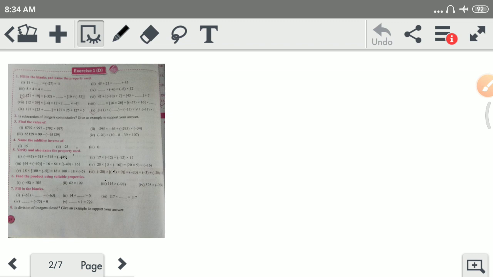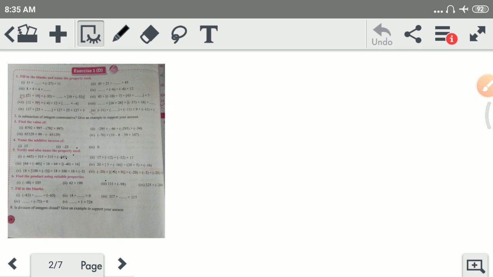Before starting this topic, I would like to remind you of the properties we learned in your last class. So, students, your first property is the closure property. What is the closure property? Integers are closed under addition, subtraction, and multiplication, but not under division. And I have already told you by giving an example also. Yes or no? Yes.